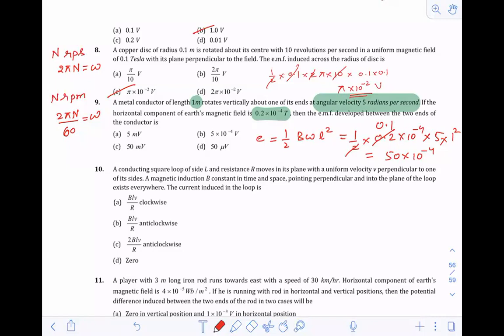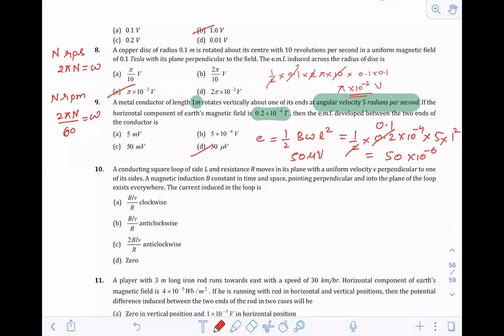So it will be 0.1 into 10 power minus 5, so 50 into 10 power minus 6. So this becomes 50 microvolt. Option D is correct. Okay.